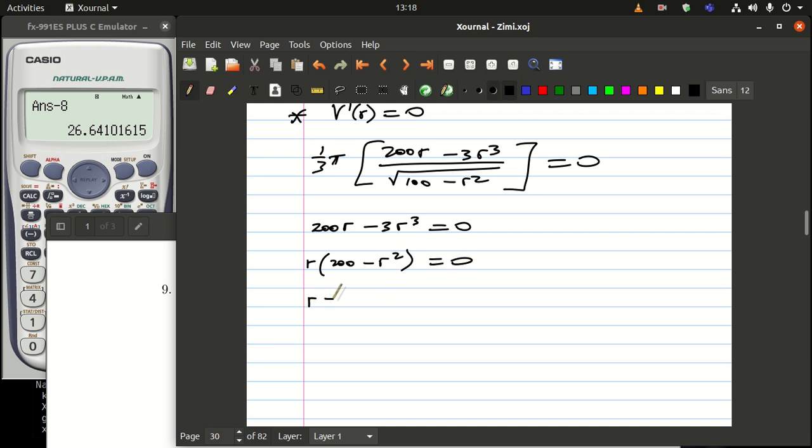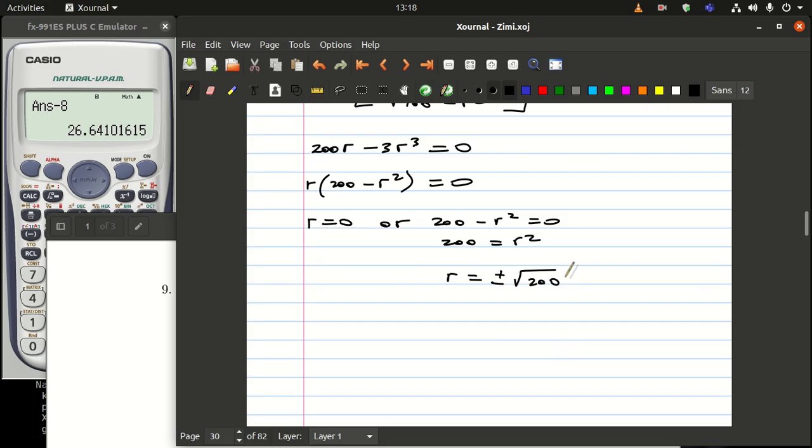In other words, if r is equal to 0, or 200 minus r squared is equal to 0, which means that I have 200 is equal to r squared, and then I take the root on both sides, so we'll end up having r is equal to plus or minus the square root of 200. But if you look into this, the radius is always positive, so r is equal to the square root of 200.